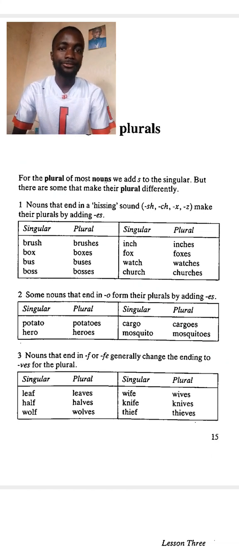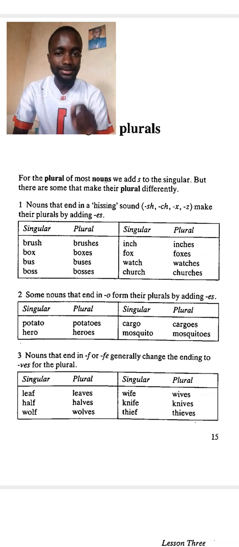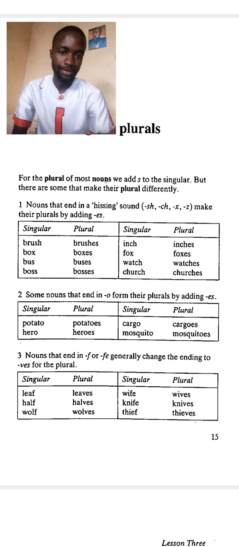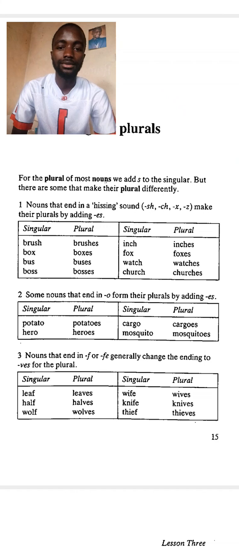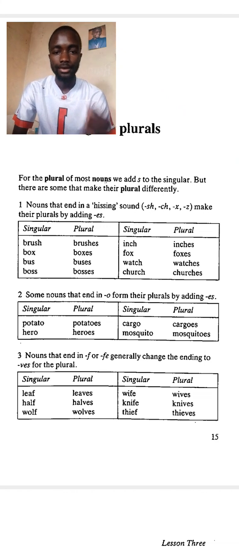Example 1, leaf. We say what? Leaves. Why? Because we added what? VES. And the reason being what? The word ends in what? F. So all nouns that end in F are made plural by adding VES to the word. Remove the F and put there what? VES.